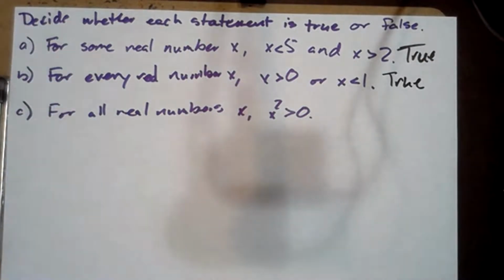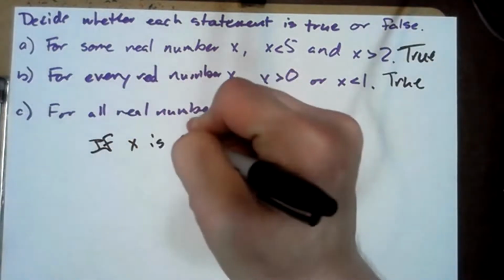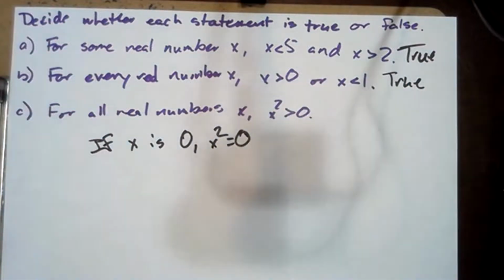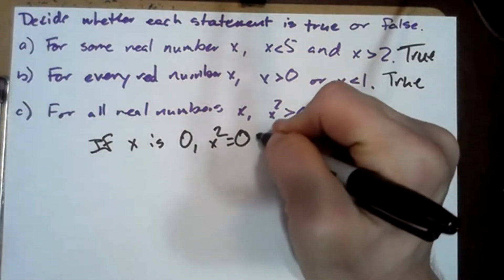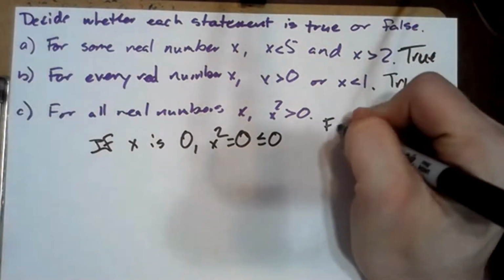Finally, we're given the statement for all real numbers, x squared is greater than 0, but there is a counterexample. And the counterexample is if x is 0, x squared equals 0, which is not greater than 0. Therefore, this statement is false.